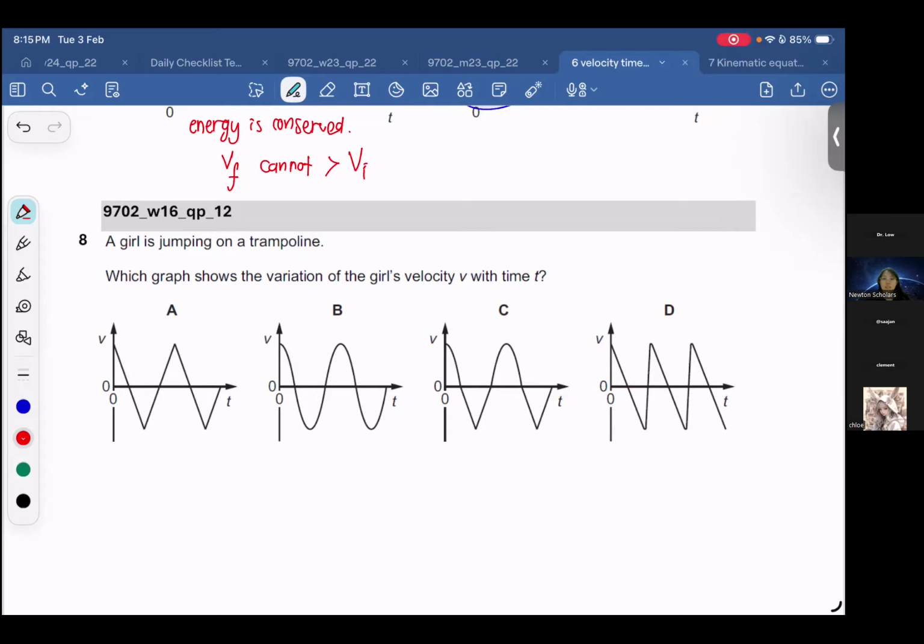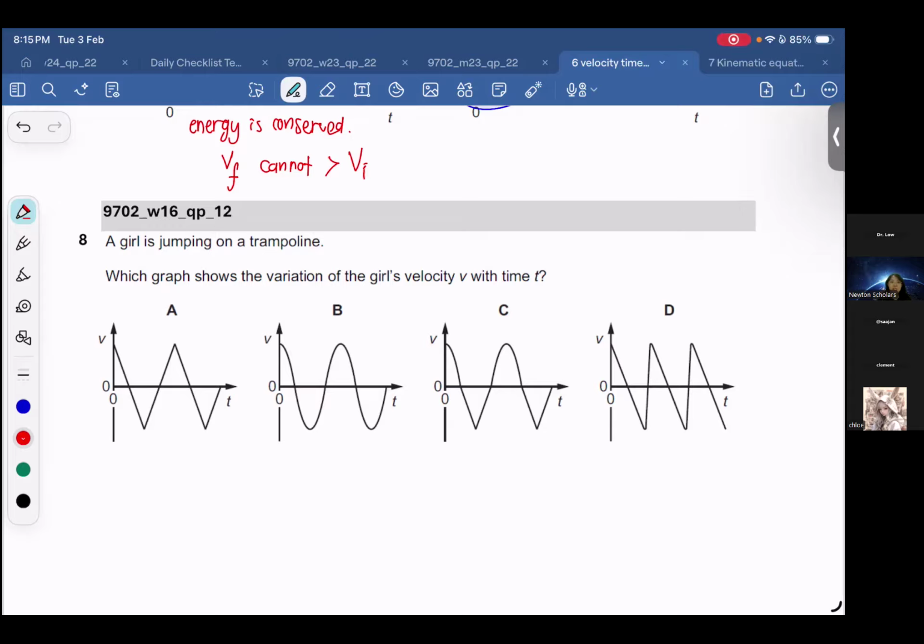Okay, let me check the answer. Chloe, no. Try. Yes, Chloe, correct. John, no, almost there. Clement, almost there. Jiaxuan, no.